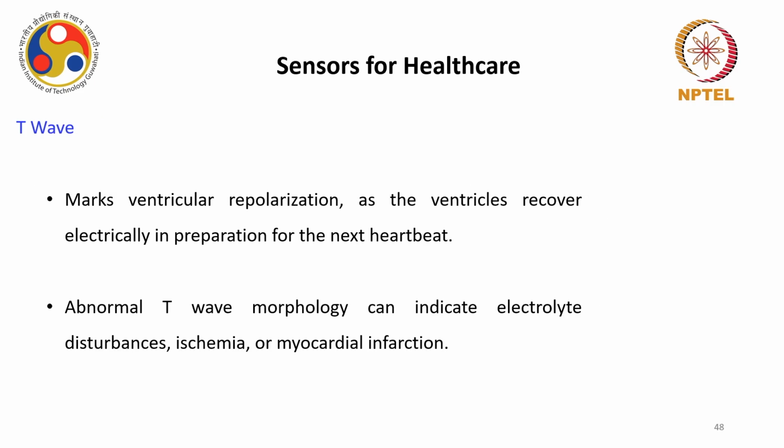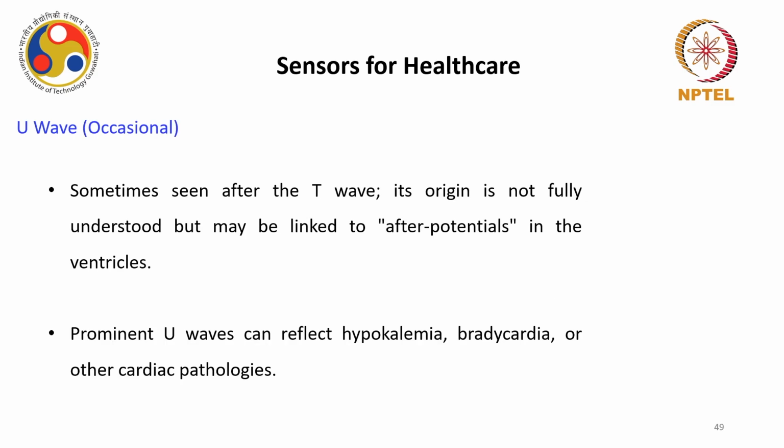Okay. Then we have T waves, which mark the ventricular repolarization, similar to the QRS complex which marks the ventricular depolarization. This T wave marks the ventricular repolarization as the ventricles recover electrically in preparation for the next heartbeat. Okay. It prepares for the next heart cycle. Okay. Abnormal T wave morphology can indicate electrolyte disturbances and ischemia in the heart. Okay. Which are basically different heart conditions.